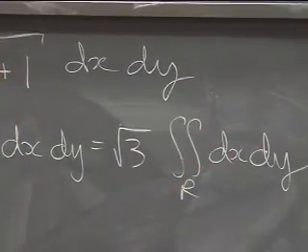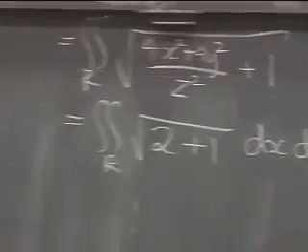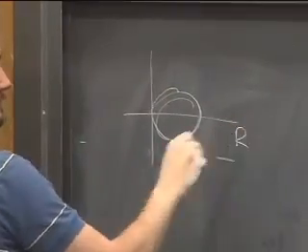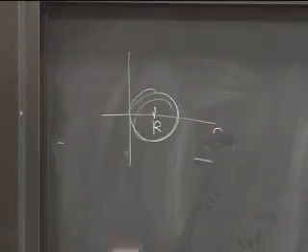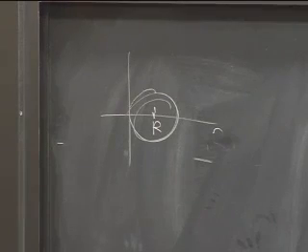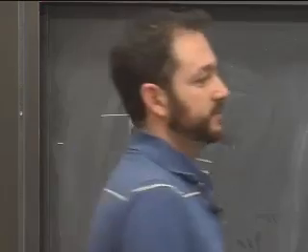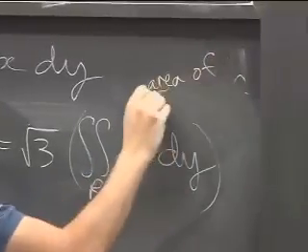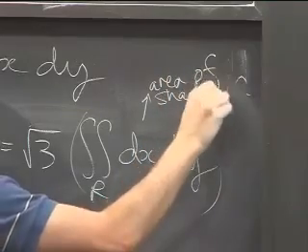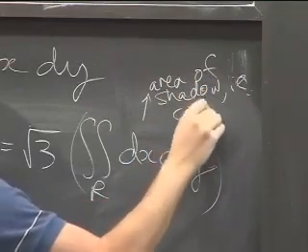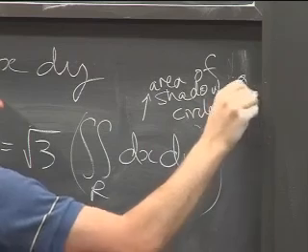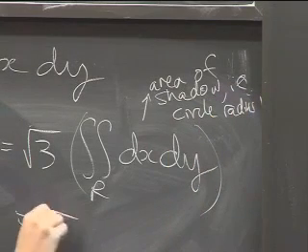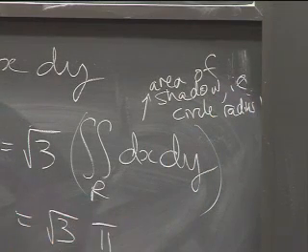What is R? It happens to be the circle of radius 1. So let's not bother using polar coordinates. We know the area of a circle with radius 1. This is the area of the shadow, i.e. circle radius 1. So that's root 3 times pi. Pi r squared, radius is 1.